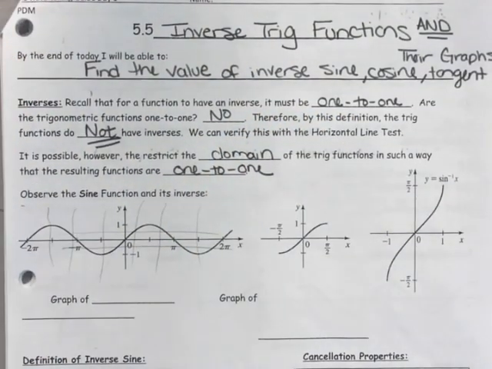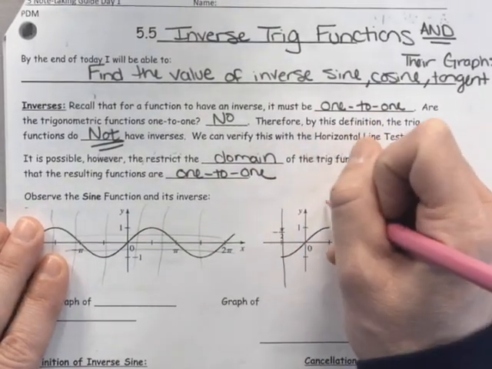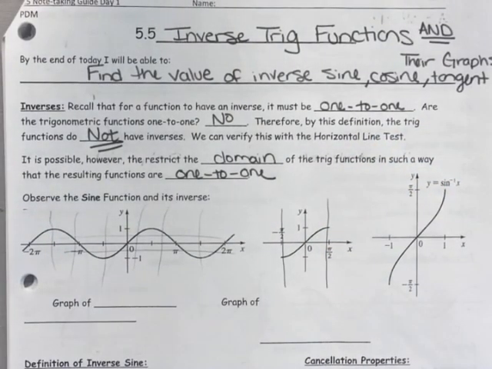So we need to do a domain restriction so we don't have a recurrence of these things over and over again. So if we look at just sine and we restrict it from negative pi over 2 to pi over 2, look at just this little graph. It looks like a funny S. If I do horizontal lines through it, will it pass the horizontal line test? Yes. So its inverse would, yes, be a function.